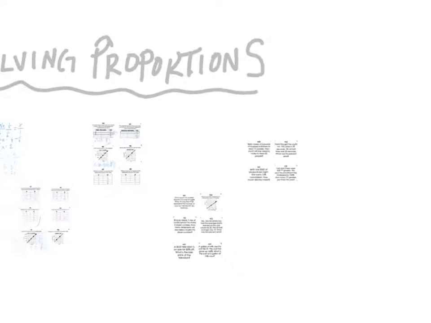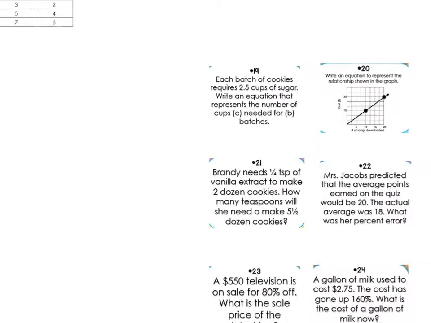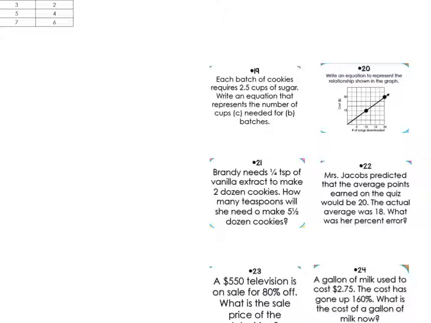All right. Let's see. What else do I need to give you before I turn you loose? I'll do a couple more proportional equations for you here. So let's take a look at 19. So we're talking about cookies and sugar, and that sounds like fun. It says each batch of cookies requires 2.5 cups of sugar. Write an equation that represents, oh, this isn't any fun, the number of cups needed for batches.